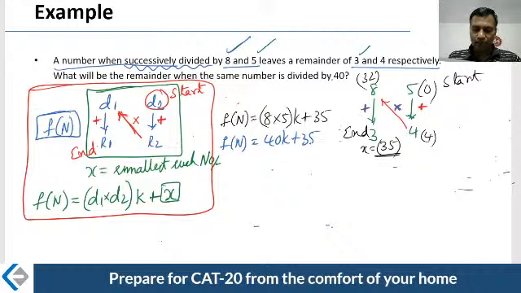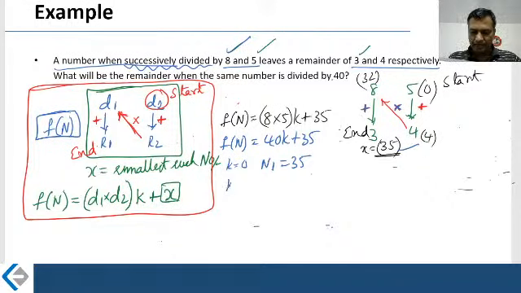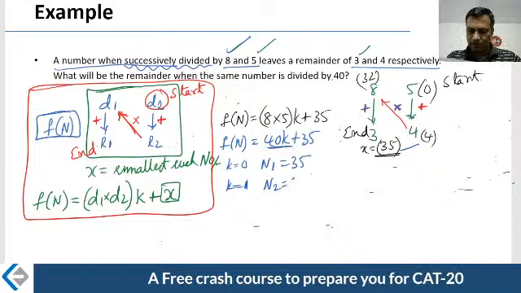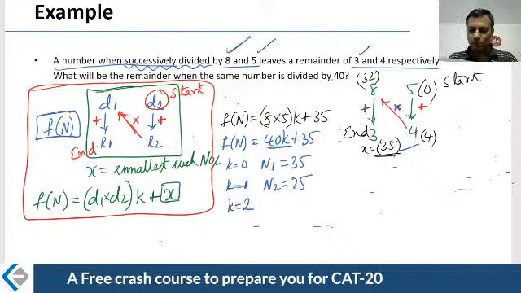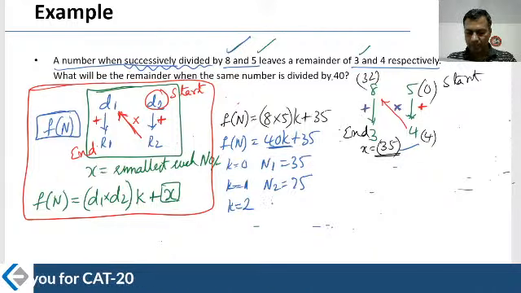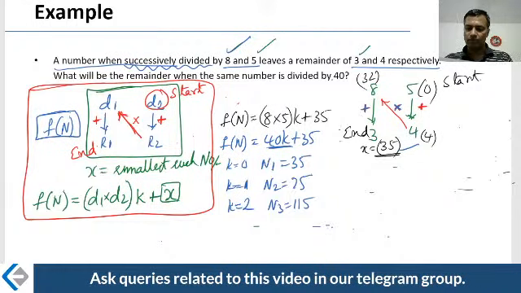Put k equal to 0. You'll get the first value. The smallest value becomes 35, because that's what you found out. Put k equal to 1. You'll get the next value of the series, that is 40 into 1 plus 35, which is 75. That's what I showed some time back. Likewise, if I want any nth term here, I can find it out. What is the next term? Put k equal to 2. 80 plus 35, which is 115. Likewise, you can go on finding it. It's an infinite series. I hope all of you got the hang of this.